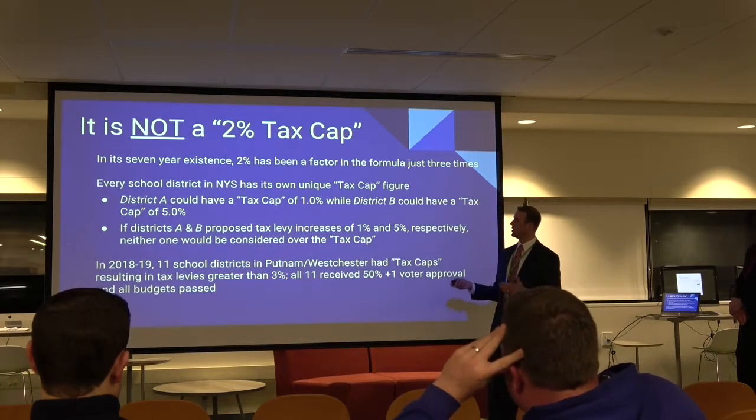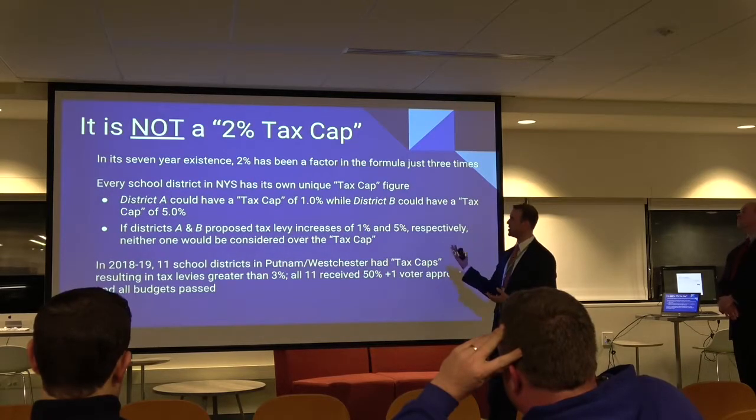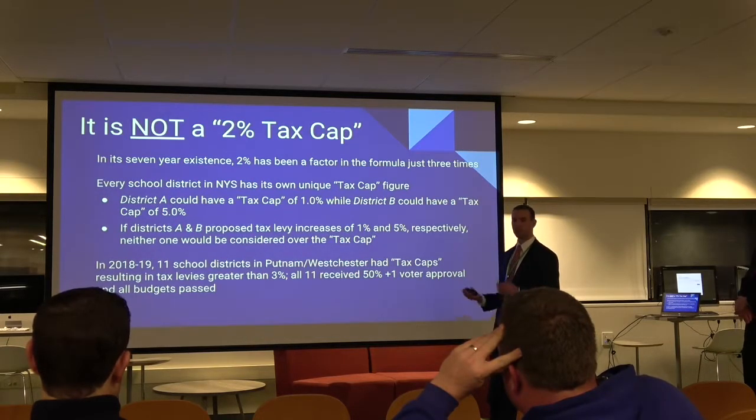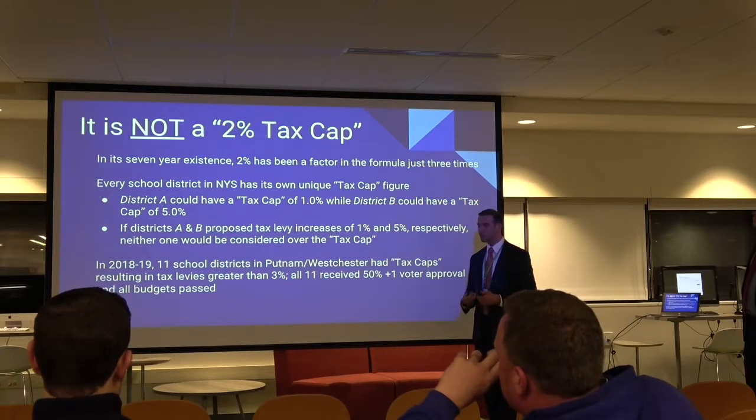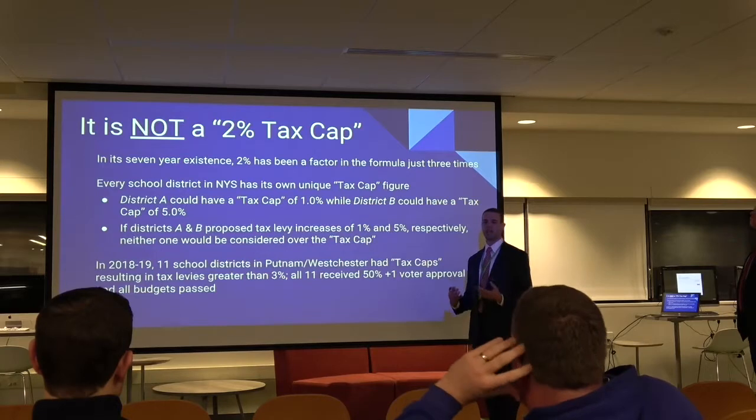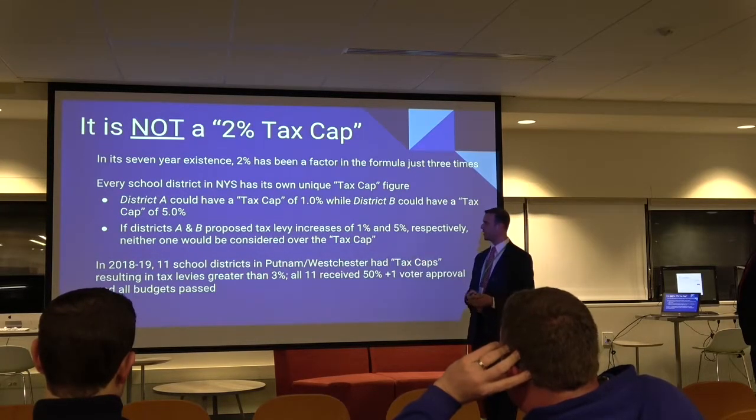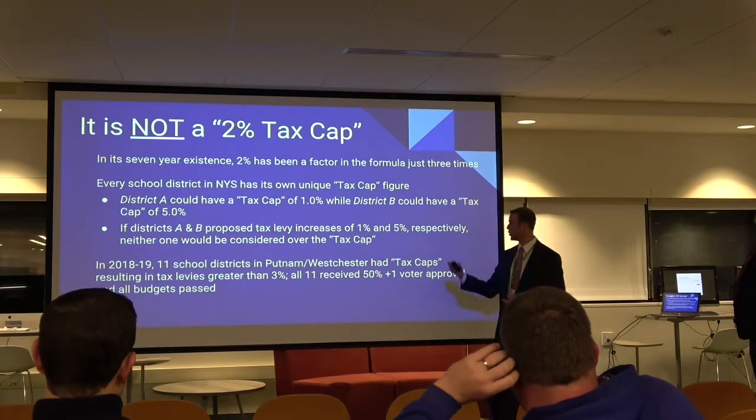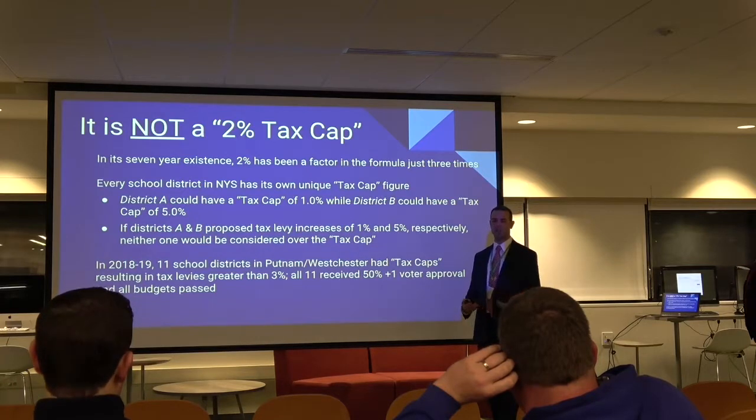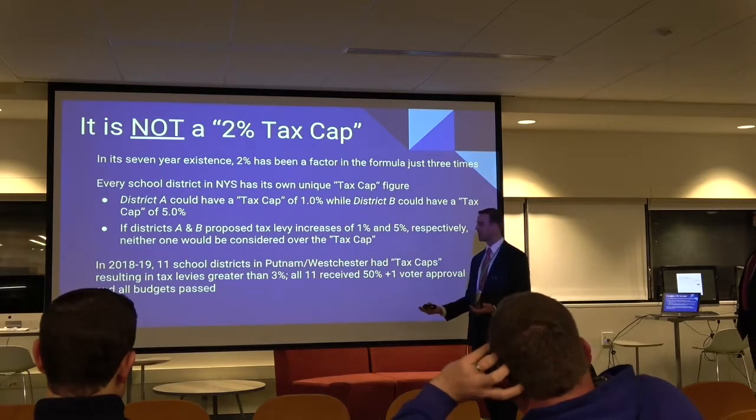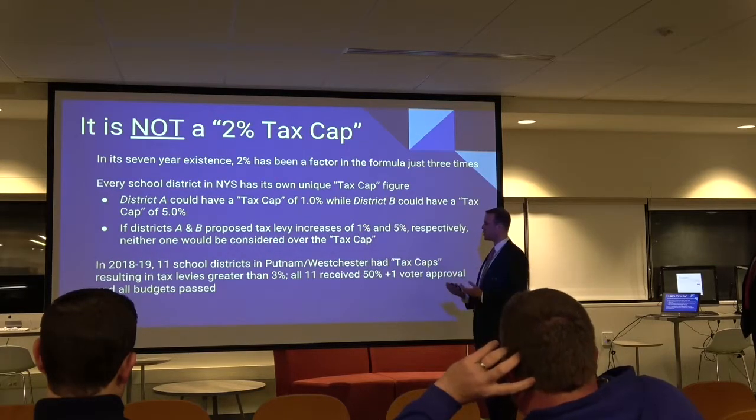So again, it is not a 2% tax. This is my obligatory opportunity to say that it is not a 2% tax. 2% is just one factor in the formula that you'll see in a couple of slides. Every school district in New York State has its own tax cap formula. So in a given year, a district, say District A, could have a tax cap of 1%, and District B's tax cap could be 5%. If they both went out and levied 1% and 5% levy increases respectively, neither one of them would be considered going over the cap. So each district is unique.